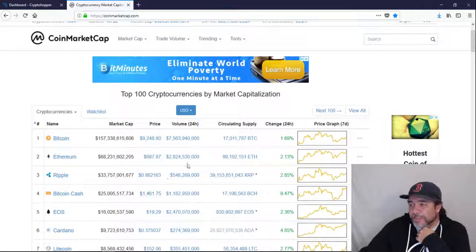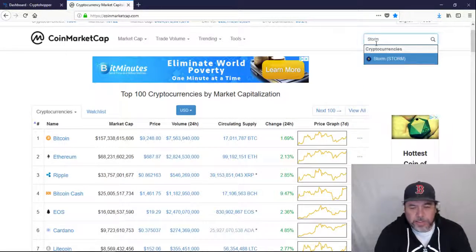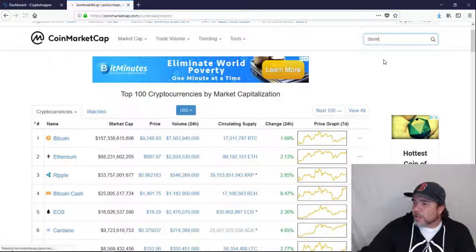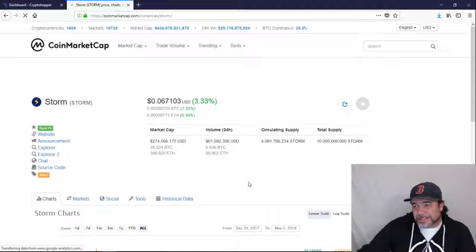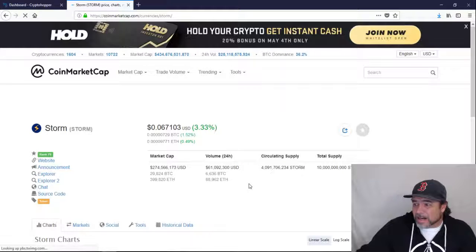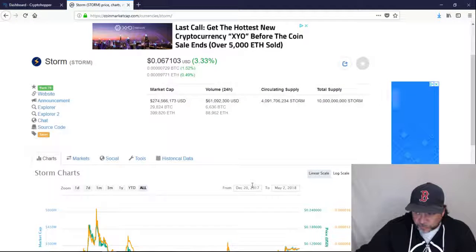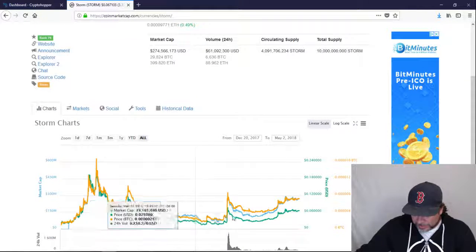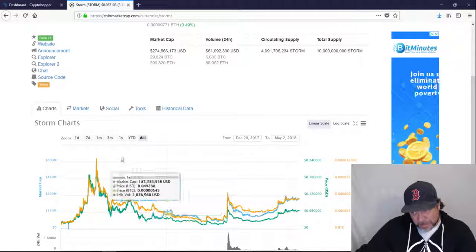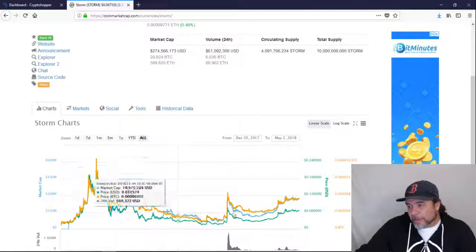Honestly, my favorite coin lately has been Storm. So just pop that up here in the search bar. It pops right up there, and it's not even a top 25 coin, but it's got a healthy market cap. But see this volatility, that just makes for happy days. Super happy with all that.